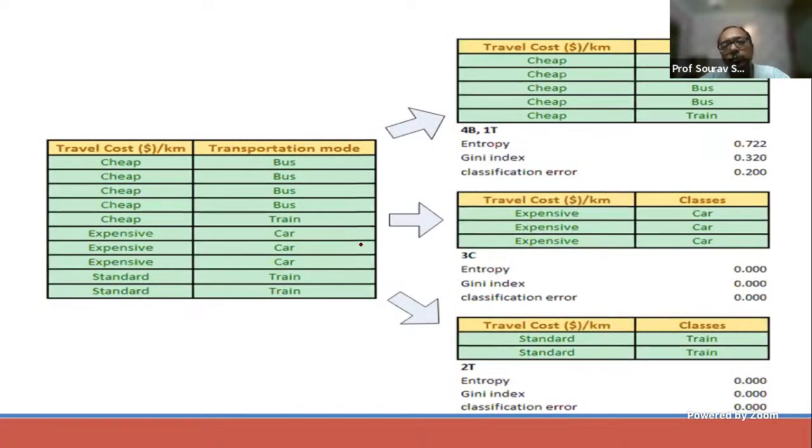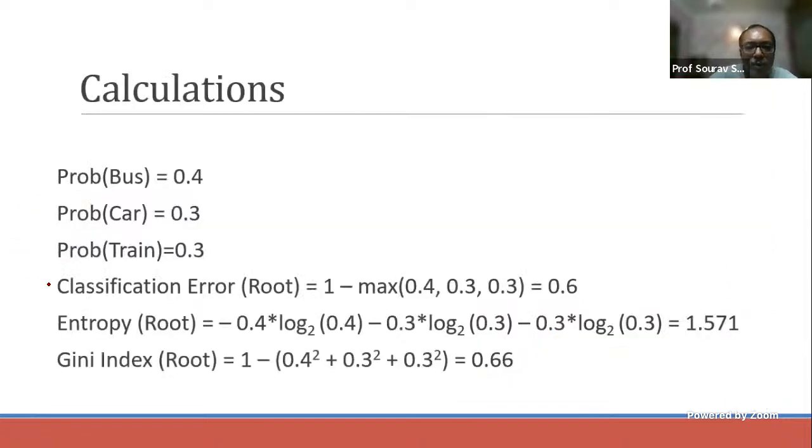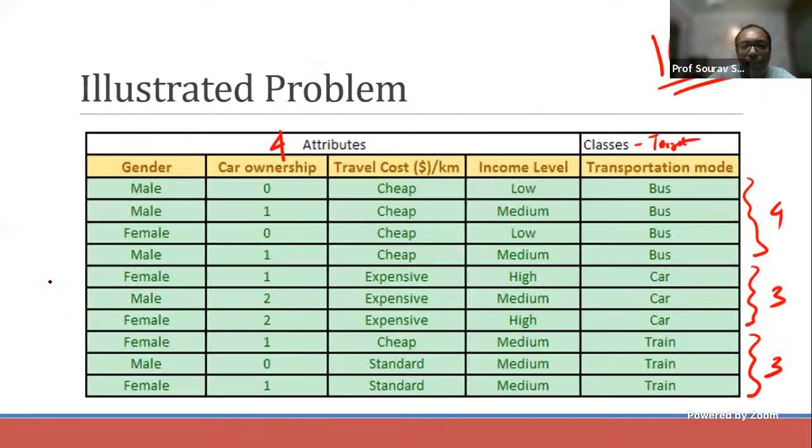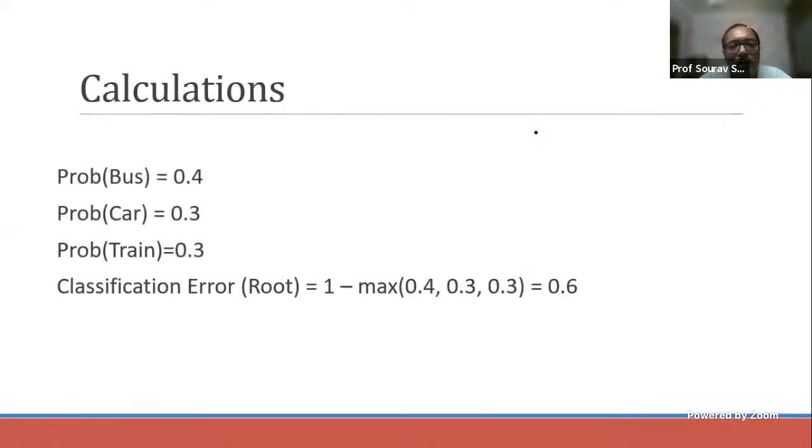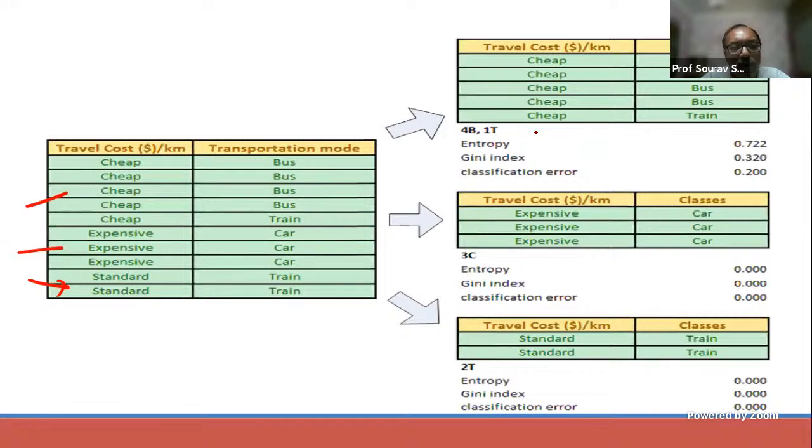So let's split based on the travel cost. I have this travel cost as cheap, expensive, and standard. If you go back to the data, I had gender as a feature, car ownership as a feature, travel cost as a feature, income level as a feature. Let's first split it based on the travel cost. Why travel cost? There's no reason. I've just selected travel cost. You could have selected any other one, but I would just like to illustrate.